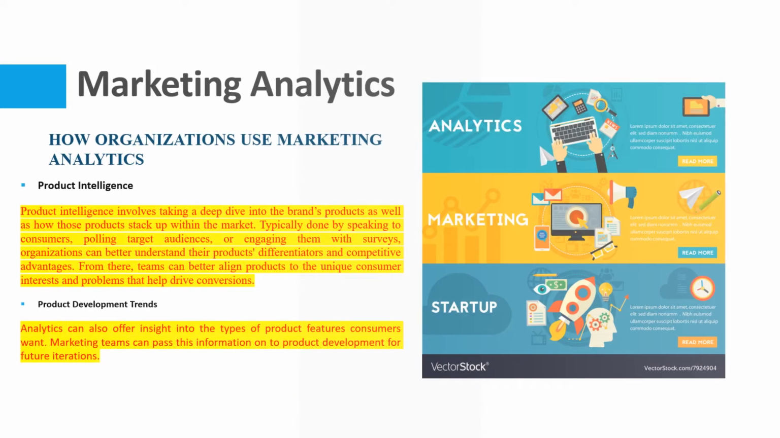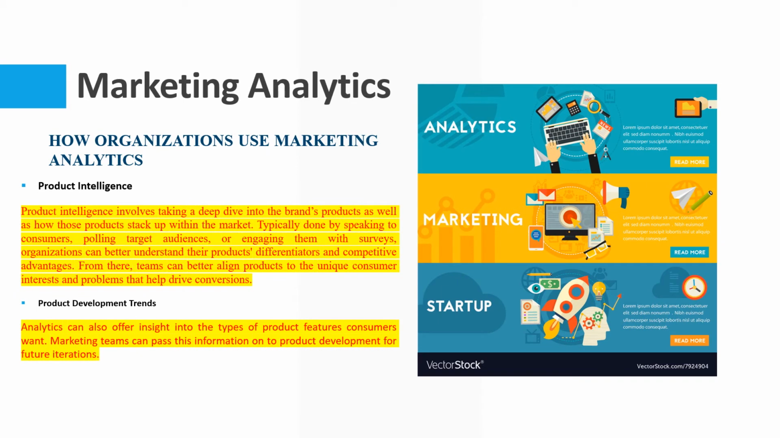How organizations use marketing analytics. 1. Product intelligence. Product intelligence involves taking a deep dive into the brand's products as well as how those products stack up within the market. Typically done by speaking to consumers, polling target audiences, or engaging them with surveys, organizations can better understand their products' differentiators and competitive advantages. From there, teams can better align products to the unique consumer interests and problems that help drive conversions.